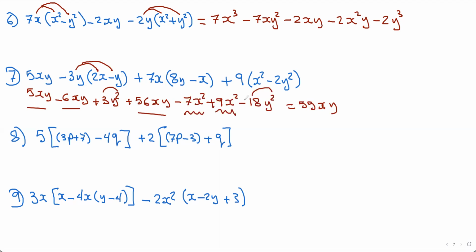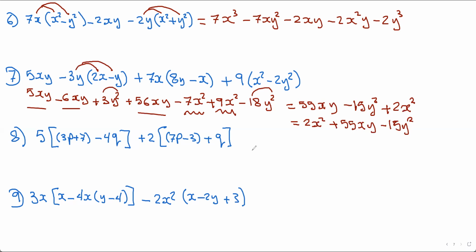3y squared minus 18y squared is negative 15y squared. And then negative 7x squared plus 9x squared is plus 2x squared. Now, the order that you write these in doesn't matter. You could write them in any order you wish. So you could rewrite these as 2x squared, for instance, plus 55xy minus 15y squared if you wish, and that's fine as well. Or you write it as negative 15y squared plus 55xy plus 2x squared, and that's fine as well.